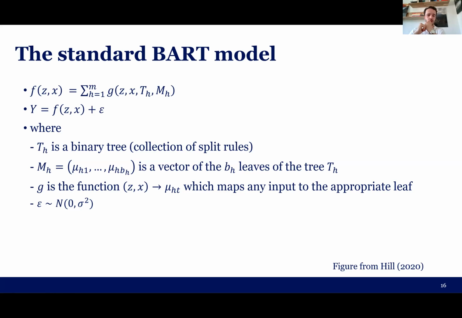And then g is simply the function which, if you take any input pair, z and x, will tell you what mean parameter, what leaf, is associated with this input. And each of the terms in the sum does exactly that. And then you just add them all together, and that gives you your regression function. We also have an error term, which in the most basic BART model is assumed to be normally distributed. I'll talk a bit more about that at the end, about possible alternatives to that.